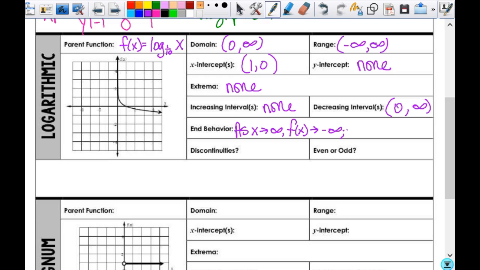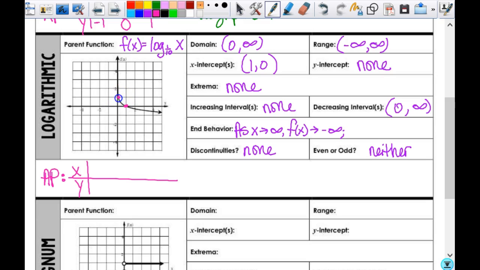Okay, discontinuities, are there any? Nope, there are none. Even, odd, or neither? Neither. So, anchor points. I'm using this one for sure.